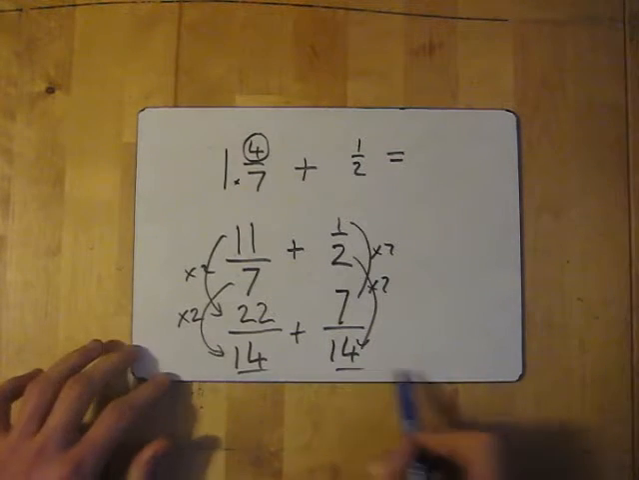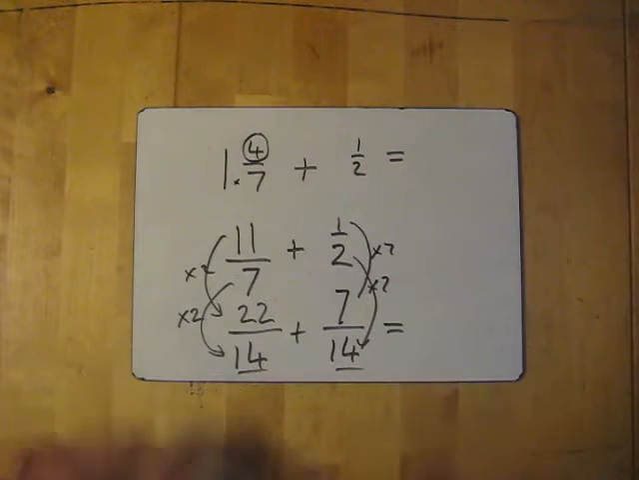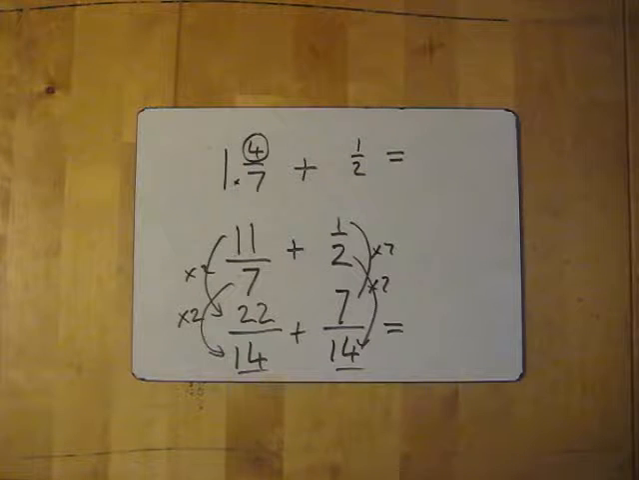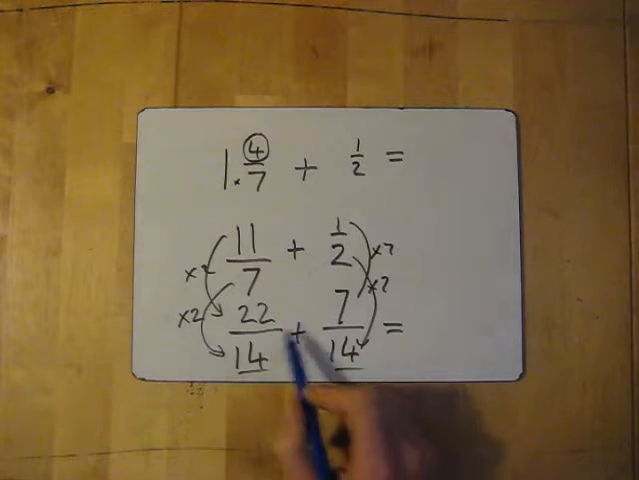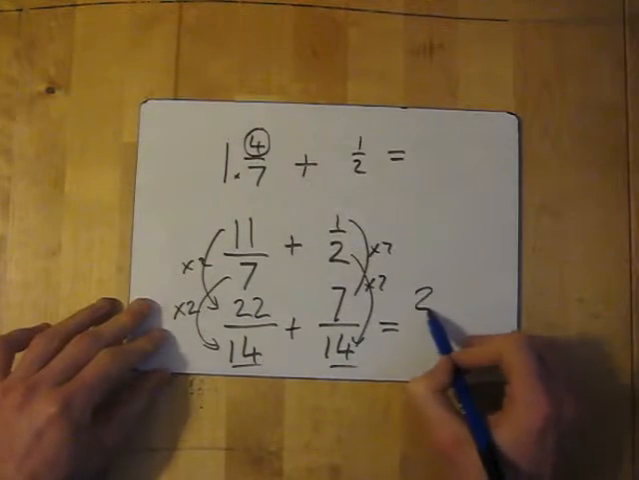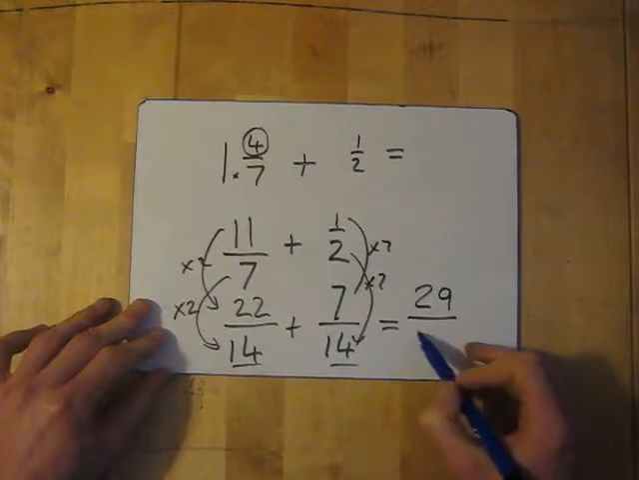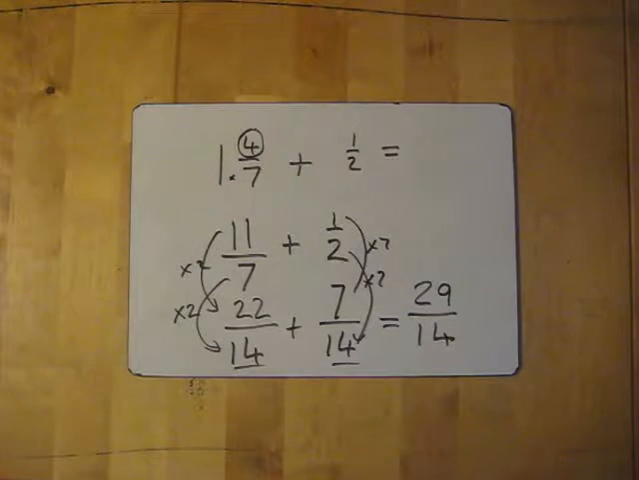Now we've got our same denominators, which is great. So all we have to do now is add the top and keep the bottom the same. So we've got 22, add 7, gives me 29. The bottom number stays the same, it's 14. There you go.